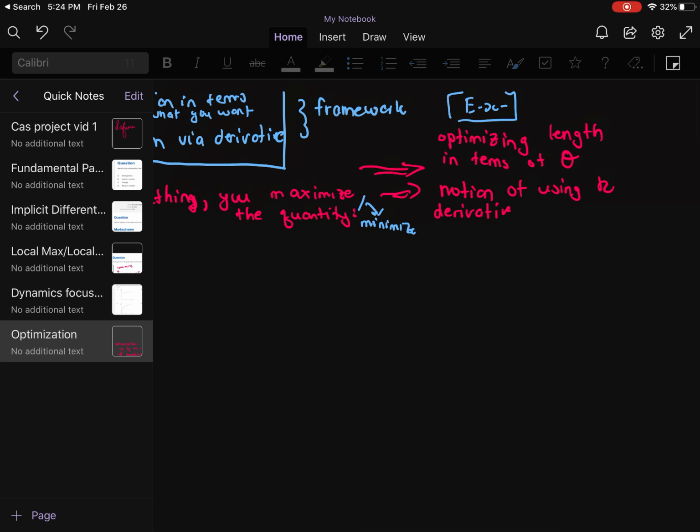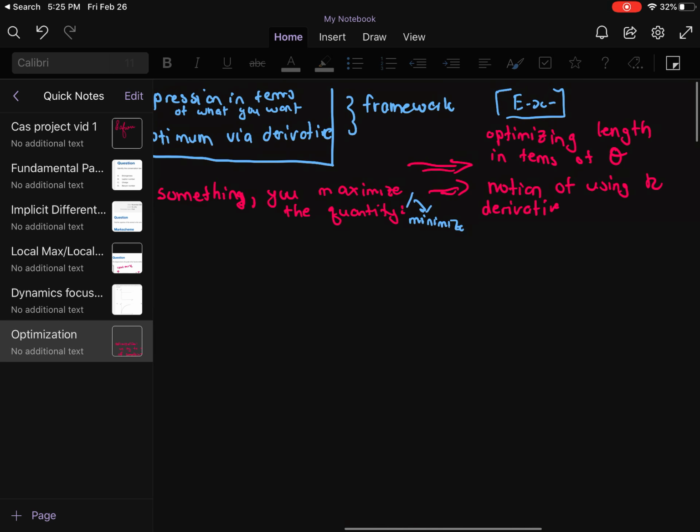A typical example is optimizing length in terms of theta. So you'd find an expression that represents the length in terms of theta, and then you'd find the value of theta which optimizes the length. This is where differentiation comes in: when you find the expression, you find its first derivative, and then you set it equal to 0, because a maximum or minimum on an f(x) graph is effectively a root on an f'(x) graph. So you set that equal to 0 to find the roots, and thus you find the optimum values.